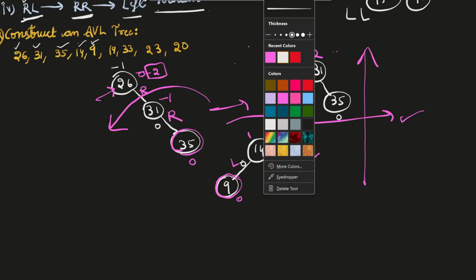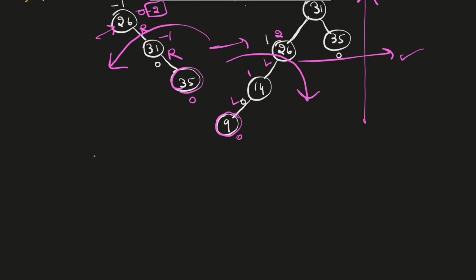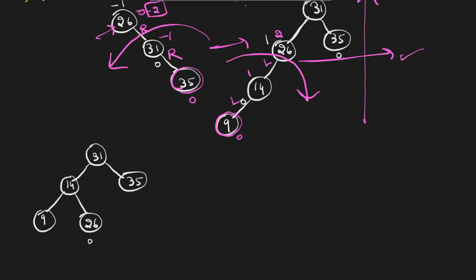Now let's redraw it. 31 would be as it is. Right of 31 is 35 and then left side it is 14 above and right side of 14 it is 26, left of 14 it is 9. Okay, now if you check the balance factor, all the leaf nodes will have 0, 14 will also have 0 because it is 1 minus 1.